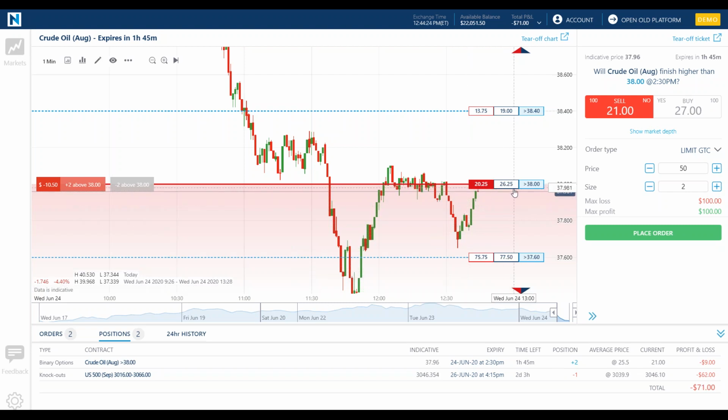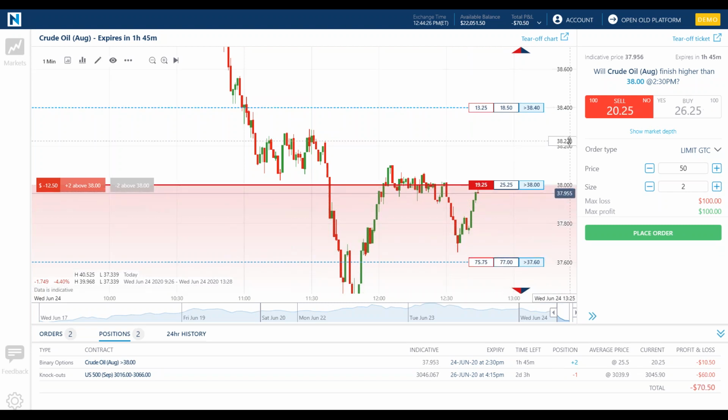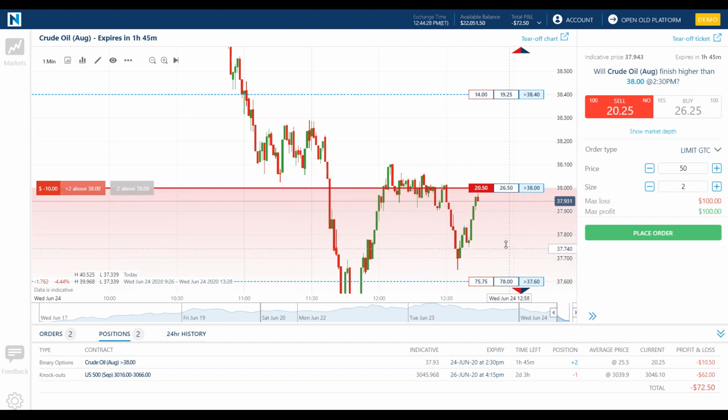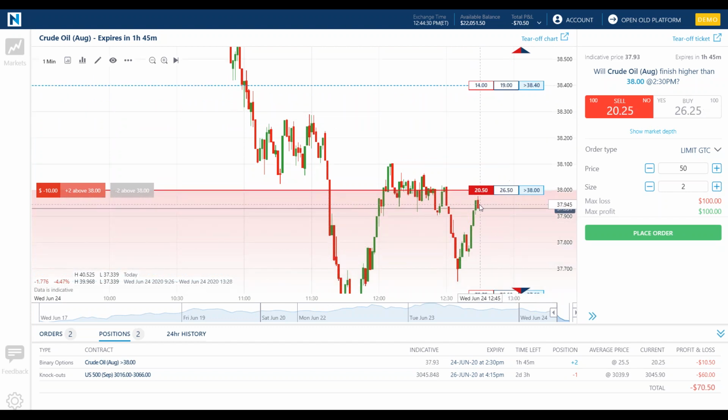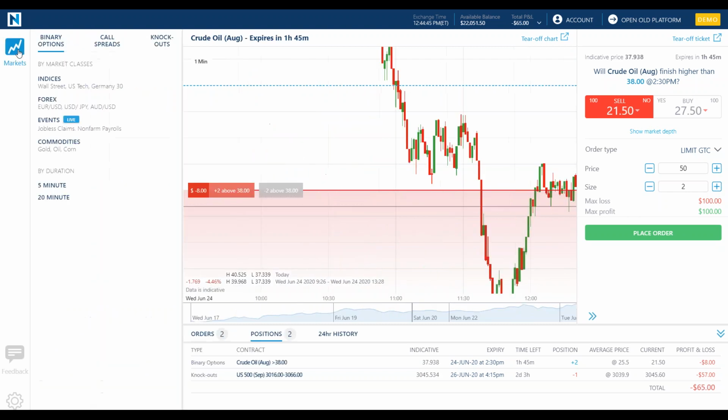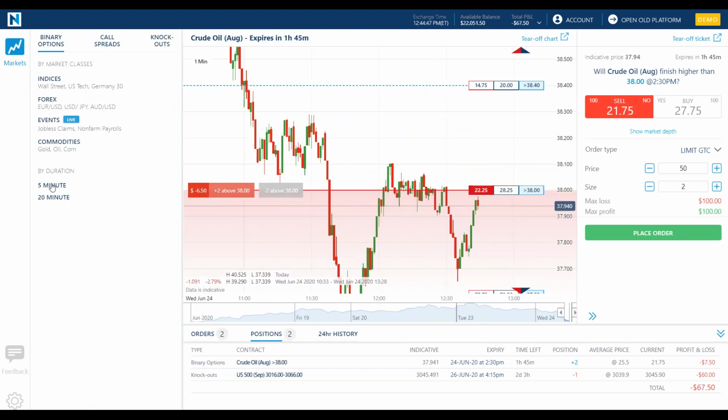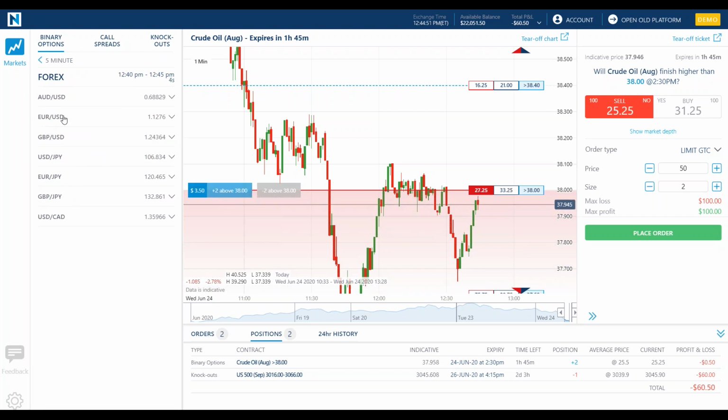But the price of these will change as the price of the underlying moves, as the probabilities change. I mean, now it's actually trading lower. I still have an hour and 45 minutes, and notice how the probabilities have changed. Now, I said I was going to really give you a dynamic view of how this all looks. Let's do this in a 5-minute binary. These are all foreign exchange.